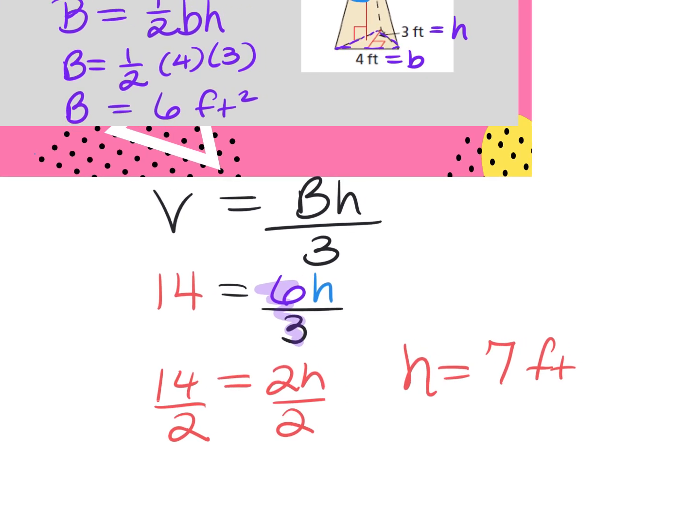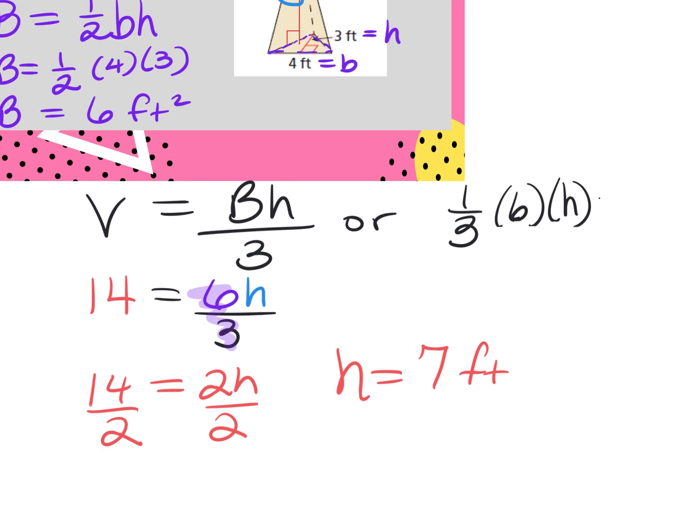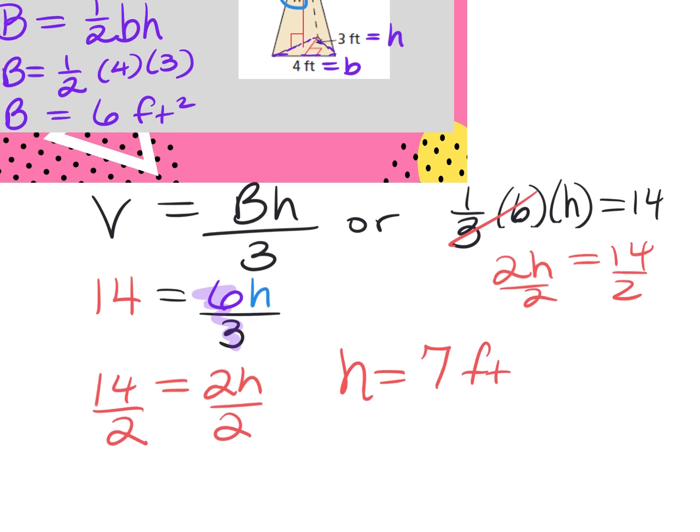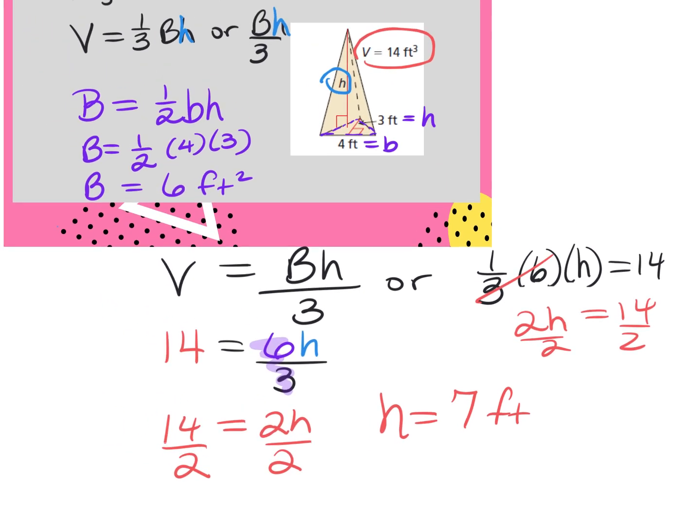Now, if you would have preferred to do the 1/3 BH, you could have done that. So 1/3, 6 times h equals 14. And then you could have found 1/3 of 6, and that would have been 2. And then you get the same thing to solve. Either way, it doesn't matter which formula you use. But on the homework questions, you need to look at what shape is on the bottom and then plug that in for your B.